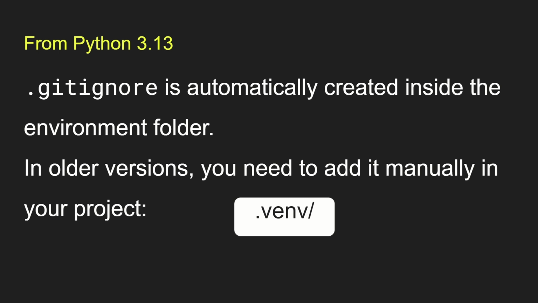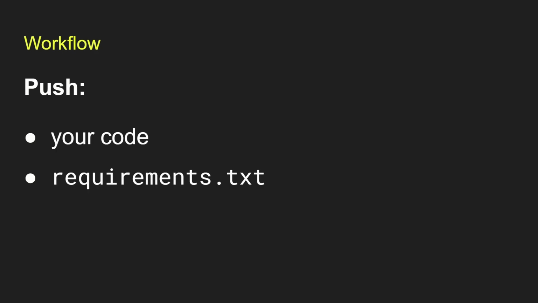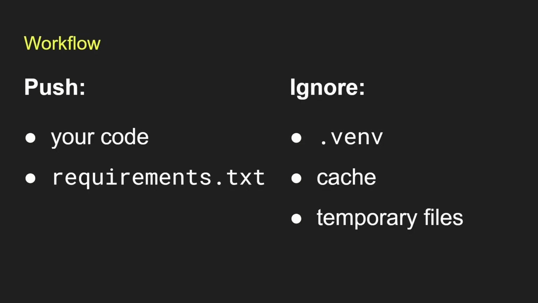So the correct workflow is: push your code and your requirements.txt file, and ignore .venv, cache and temporary files. When someone clones your project, they create their own environment and install dependencies from requirements.txt. That's how clean and lightweight Python projects are shared.